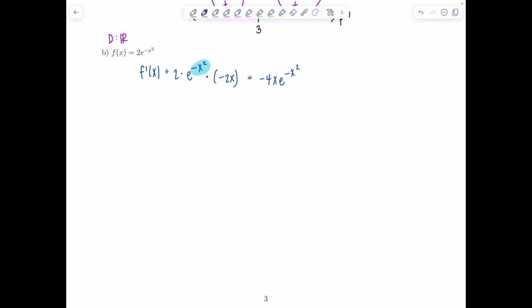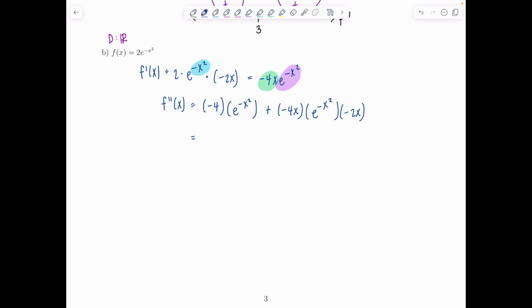Yes? Okay, now I need a second derivative. So this time we have to do the product rule, right? We have two functions. Here's 1, here's 2. So product rule time. The derivative of negative 4x is negative 4, then leave e to the negative x squared alone. Plus, now I leave negative 4x alone, and then the derivative of e to the negative x squared is e to the negative x squared times negative 2x. Good.